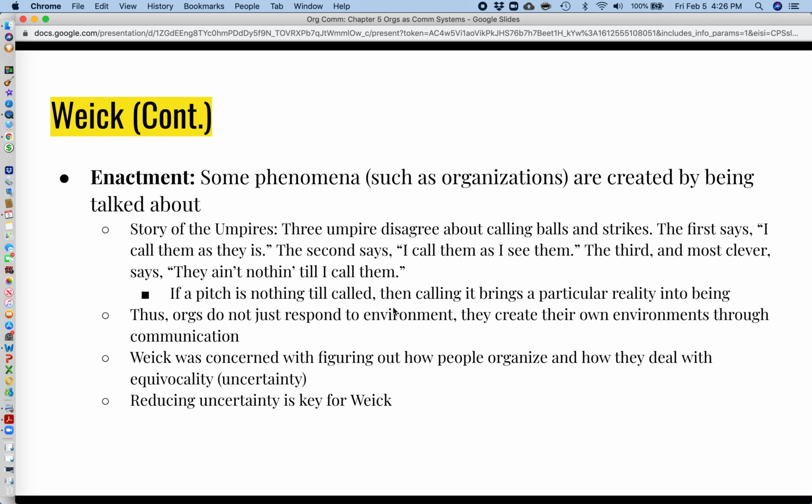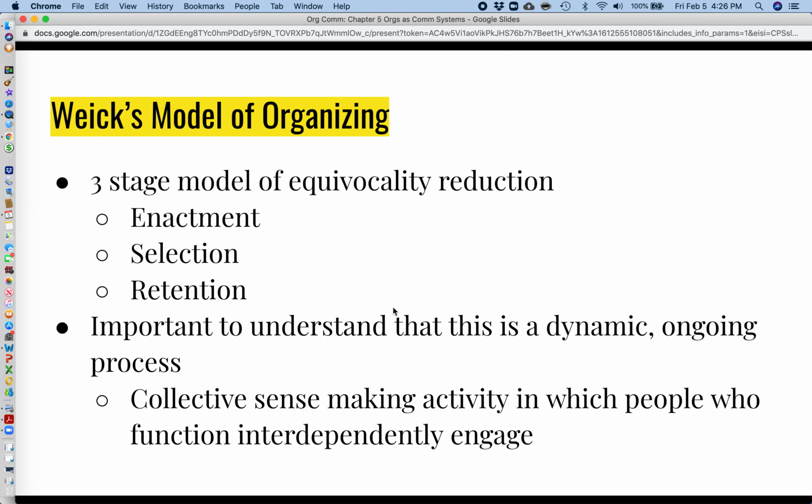So Weick says, listen, organizations are made in large part by the way that we talk about them, the way that we communicate about them. And so he was also concerned with figuring out how people organize, how they punctuate, and how they deal with uncertainty, equivocality, right? And for Weick, he says, listen, for an organization, the key is that everyone tries to understand it in sort of the same way, right? Because this gives us a more coherent kind of reality. And so reducing uncertainty in messaging is really key for Weick.